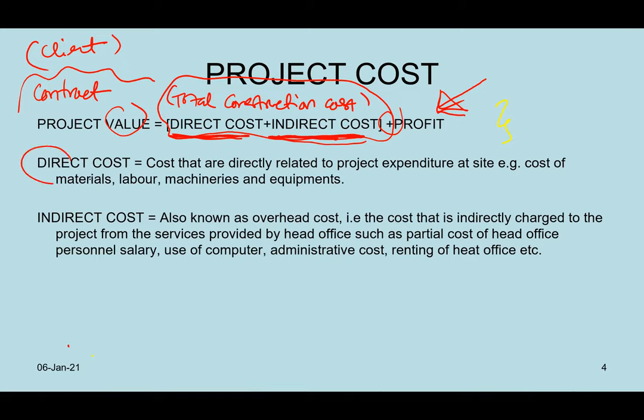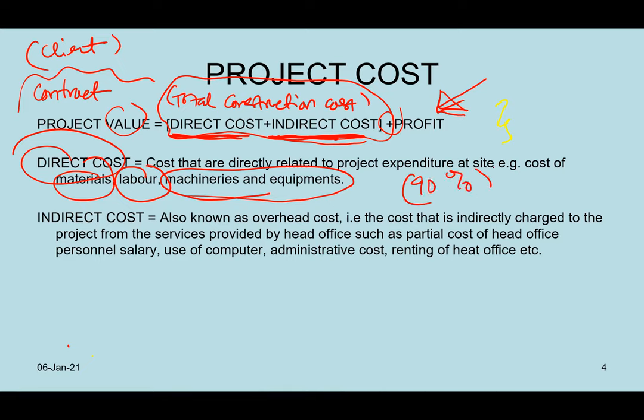So what is direct cost? Direct cost is always related to the cost of material, labor, and machine and equipment. These three major items make up a project. Around 90% of the project construction cost will go into these three main items.